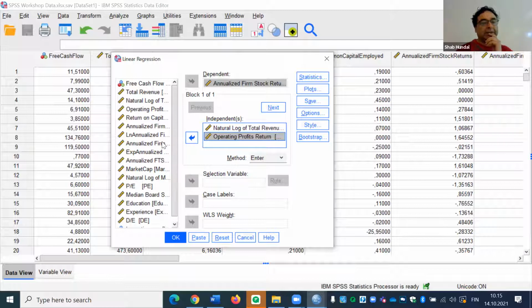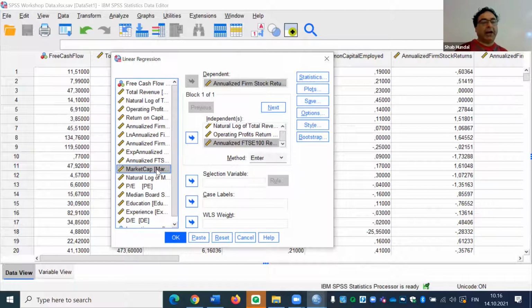And then I have the annualized FTSE 100 return. It means that in this example, I'm taking British companies. And what index do we use in the UK for the top companies? Financial Times Stock Exchange 100, FTSE 100 companies. And then I take market cap. No, I don't take market cap, and I will let you know why. Instead, I take log of market cap. And then I take price to earning ratio, median. Actually, then onwards, I take all of them.